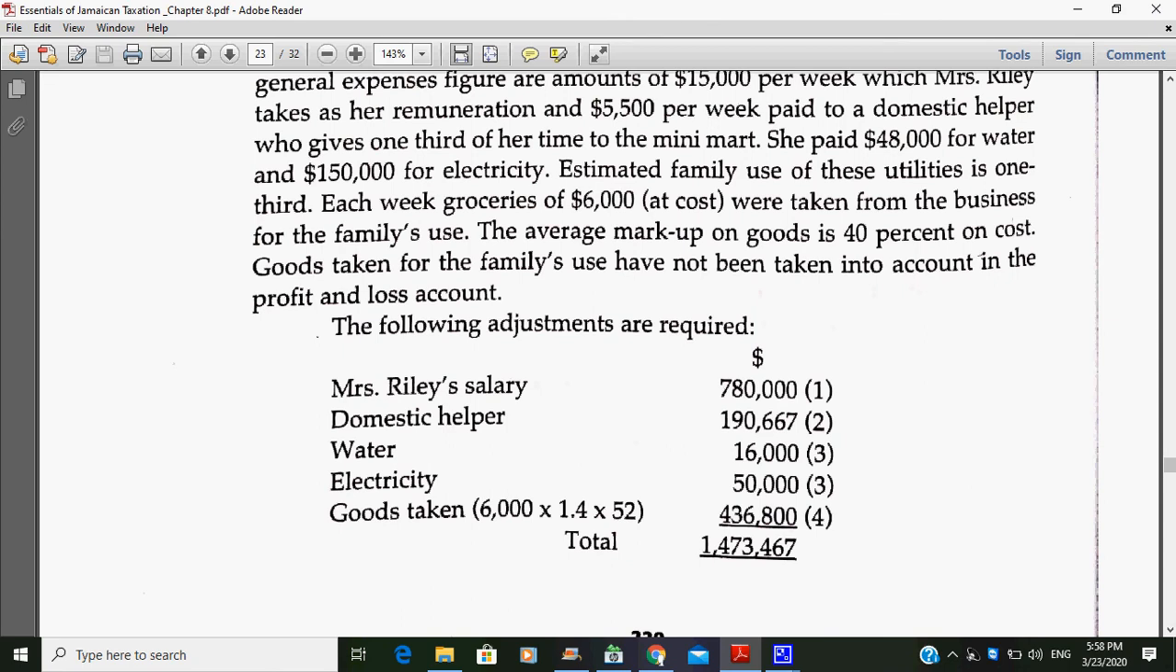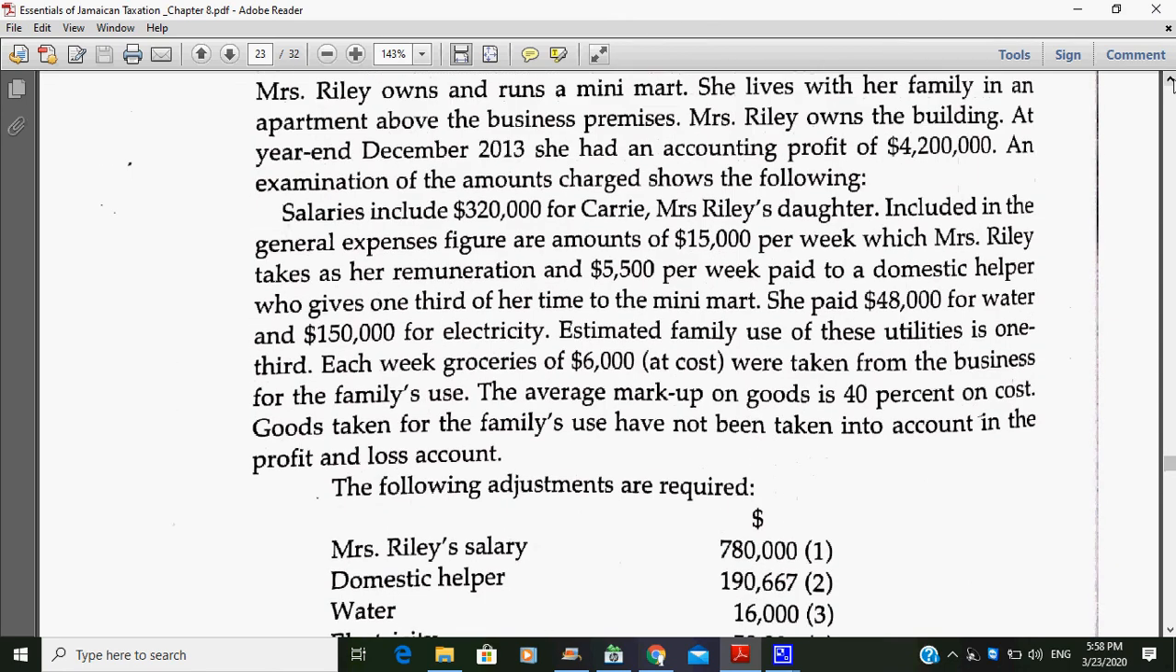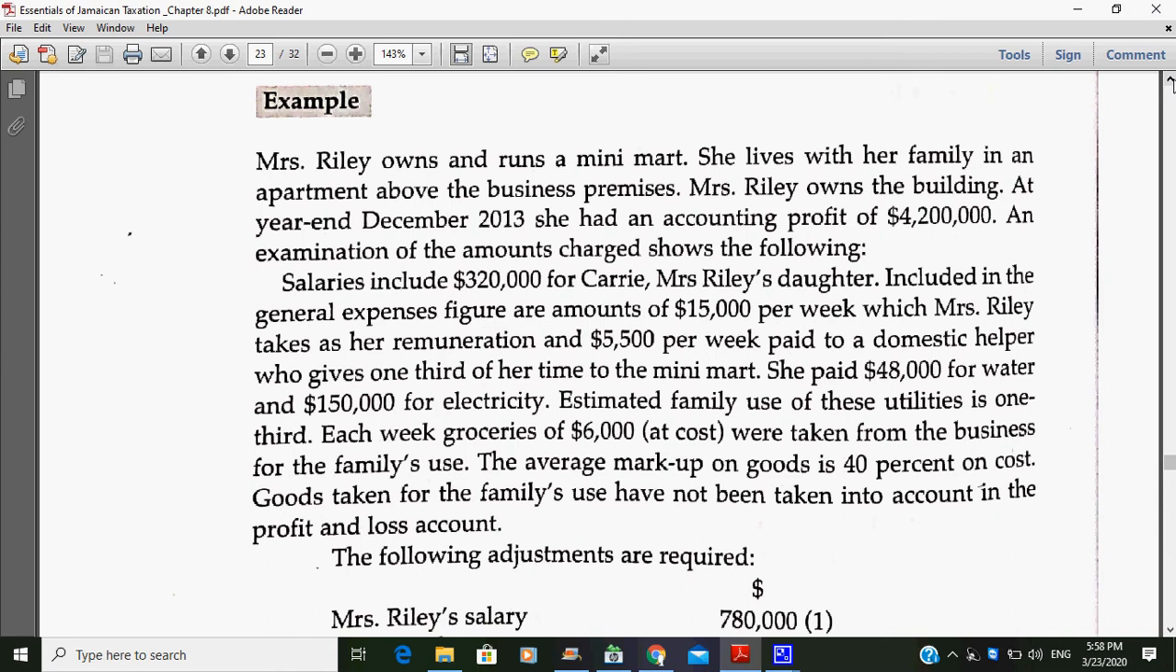Let's look at the example before we go any further. Mrs. Riley owns and runs a mini mart. She lives with her family in an apartment above the business premises. Mrs. Riley owns the building. At the year end December 2013, she had an accounting profit of 4.2 million. An examination of the amounts charged shows the following.